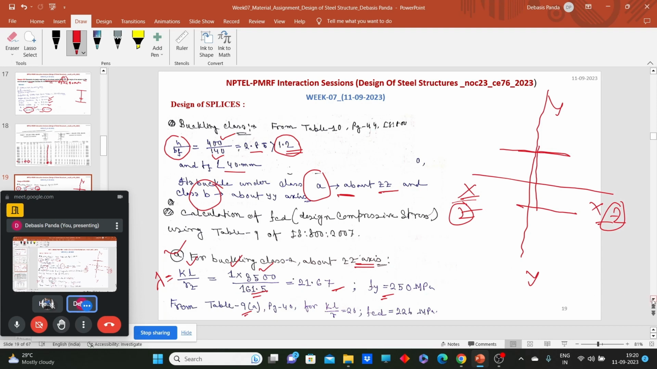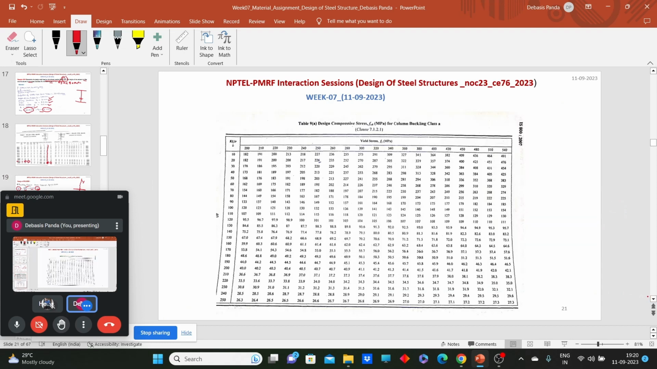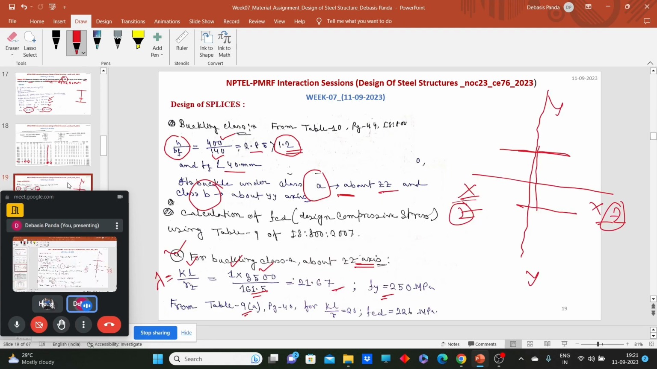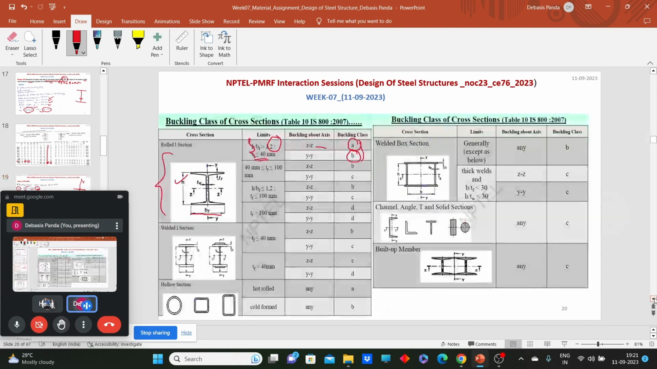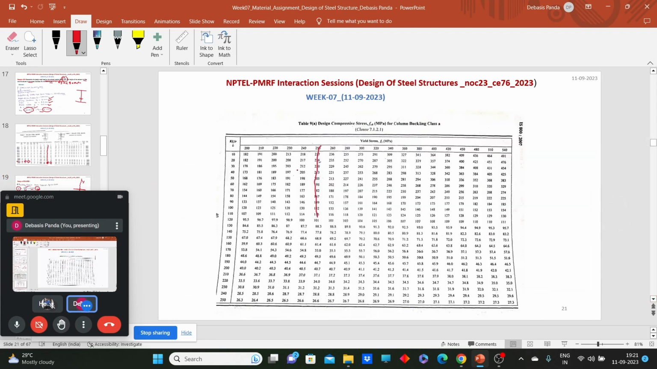So we have the table here. We have 250 as our yield strength value, and the lambda value comes as 21.66. So go and check the values here. 20. So we don't have 20, 21.